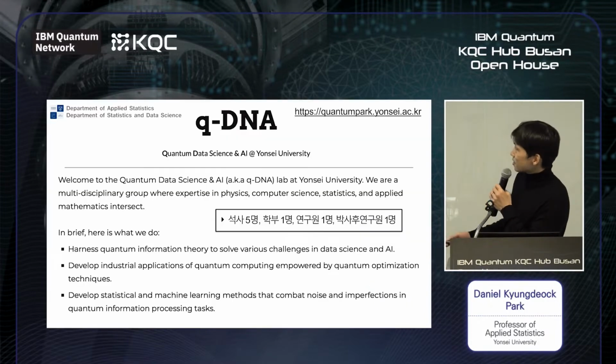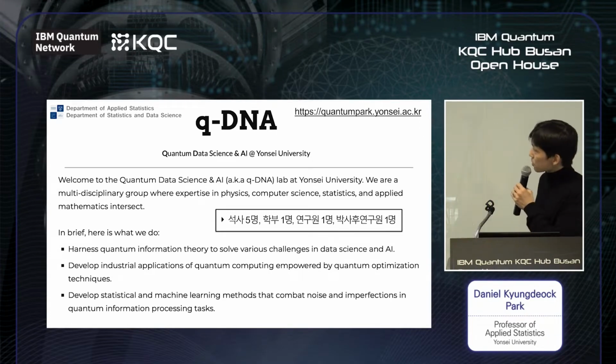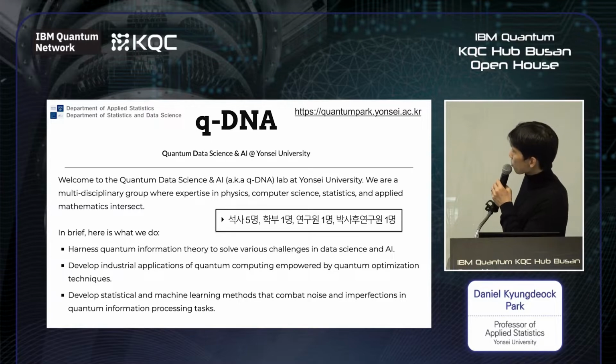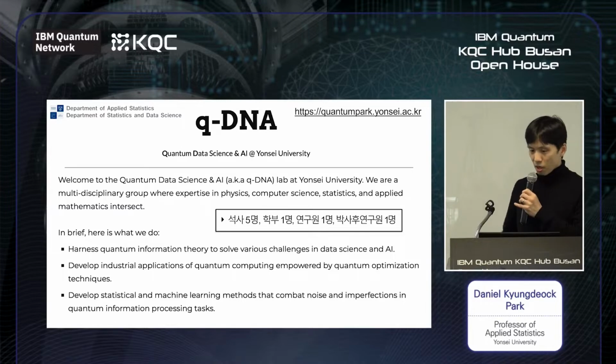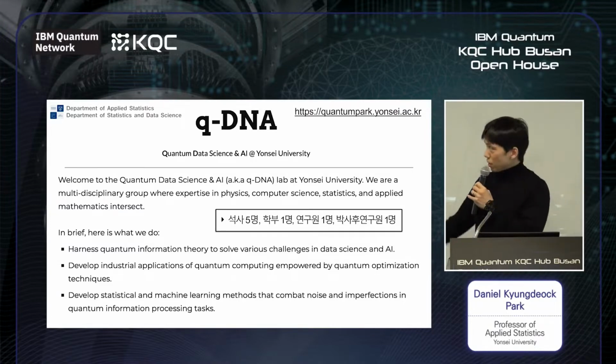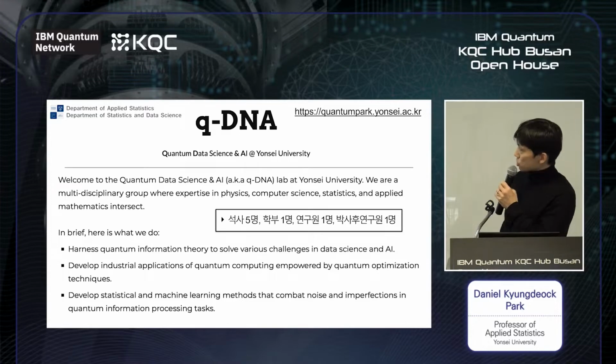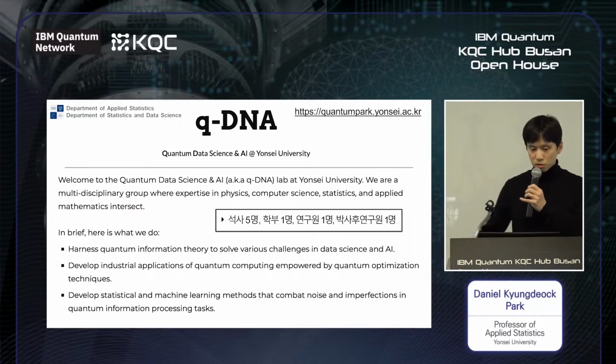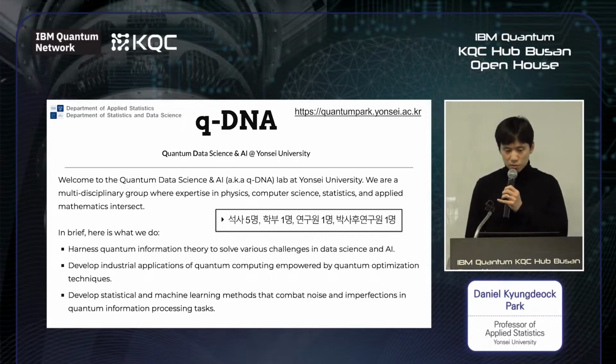Okay, let me see. All right, I see that some things are broken, but I hope it doesn't cause much problem. I basically copied and pasted my research group webpage. So we are QDNA, and it has nothing to do with biology. It's quantum data science and AI. We have 6 students and 2 researchers. Our group is growing, and I'm really happy and thankful for that.